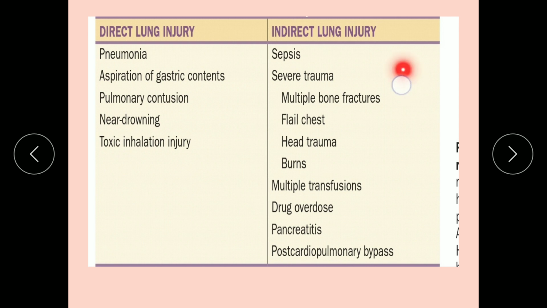Coming to the indirect lung injuries, sepsis accounts for 40 to 60% of the cases, and severe trauma like multiple bone fractures, flail chest, head trauma, burns, multiple transfusions, pancreatitis, all these can predispose to ARDS. Remember, pneumonia and sepsis are the most common causes for ARDS.